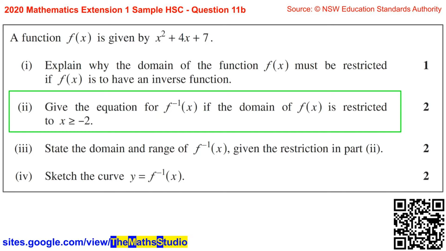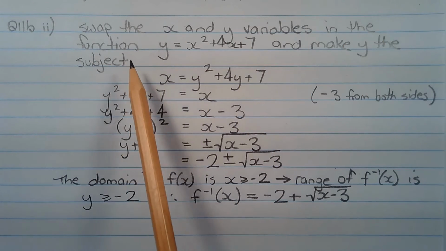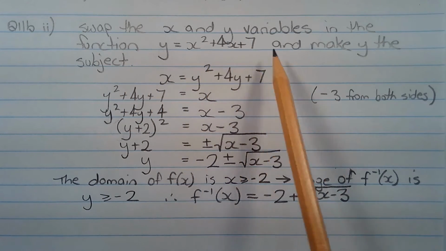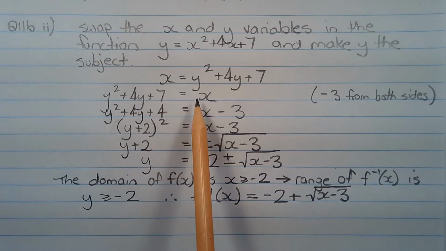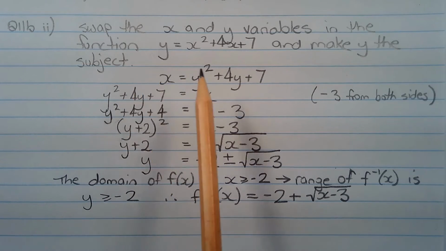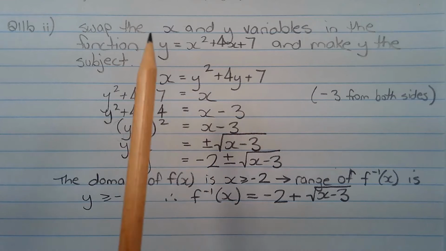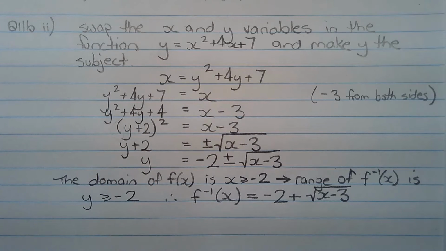Part 2. Give the equation for f inverse of x if the domain of f(x) is restricted to x greater than or equal to negative 2. Swap the x and y variables in the function y equals x squared plus 4x plus 7 and make y the subject. So swapping the variables around, we have x is equal to y squared plus 4y plus 7. Swapping both sides of the equation around so that the y variables are all on the left-hand side, we have y squared plus 4y plus 7 is equal to x.